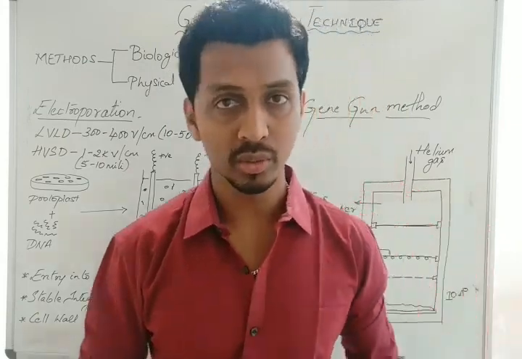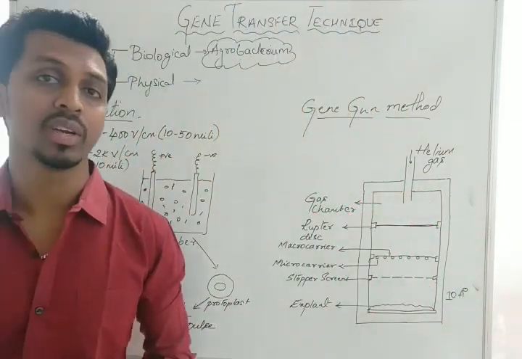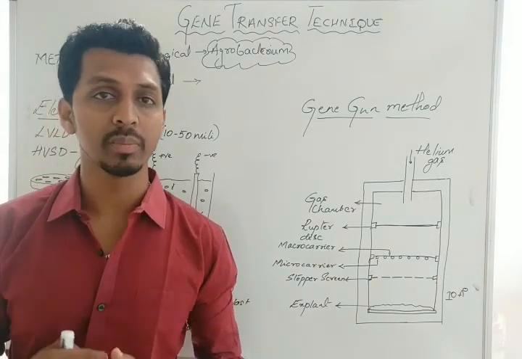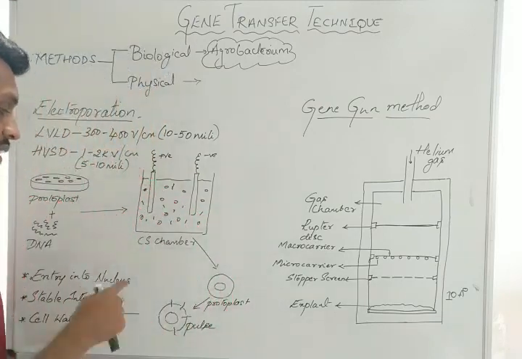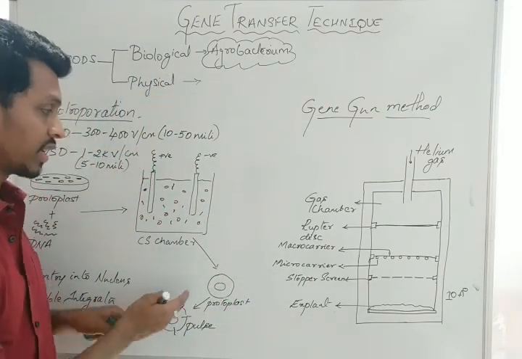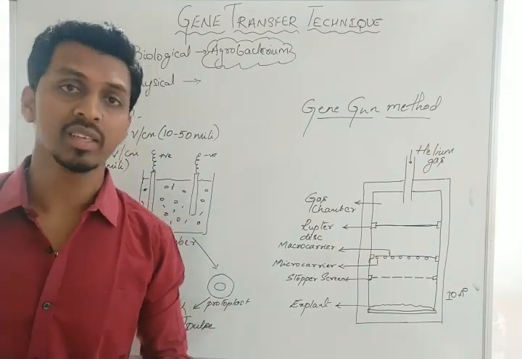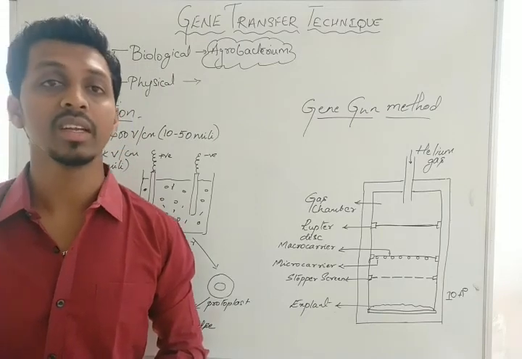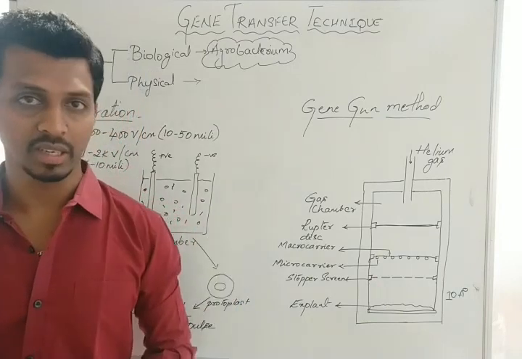Going on to the instrumentation, which I have not mentioned here, we have something called an oscilloscope. The oscilloscope checks the pulse that we give. Along with that, we have a cell suspension chamber where we add the cells as well as the gene of our interest. We also have a pulse generator, which generates the electric pulse for this technique.